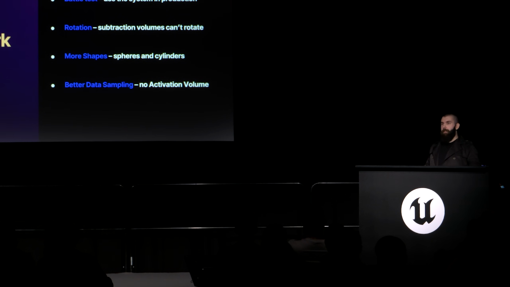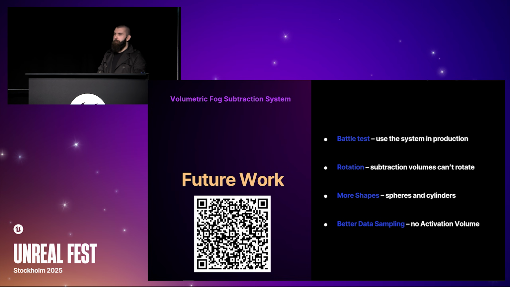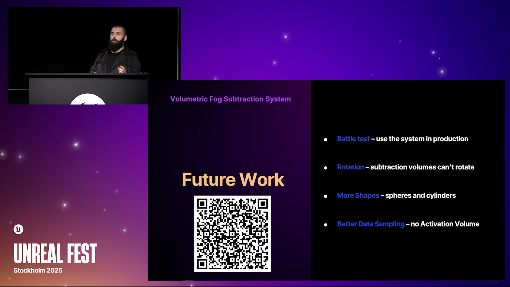And also just better data sampling. So, no activation volumes. The current limitation is that it's just a matter of man hours. I don't want to have 64 location parameters and 64 extent parameters, and additionally 64 rotation parameters inside my material parameter collection. So I definitely need to look into better data sampling, so I can have, I don't know, up to 1,000 or however many subtraction volumes per level. So I don't need to think about that middle management of activation volumes and which ones will be deactivated and which ones will be activated. So that's it for this topic.